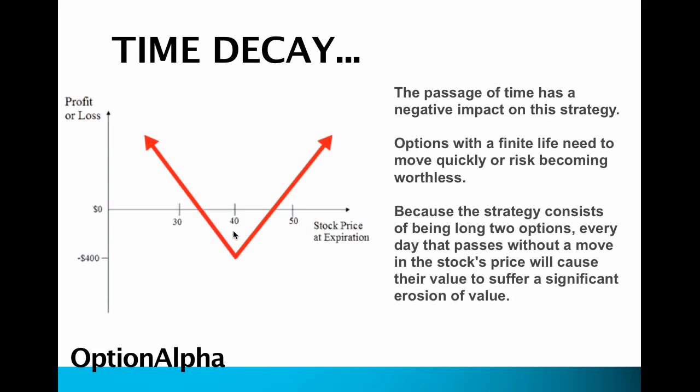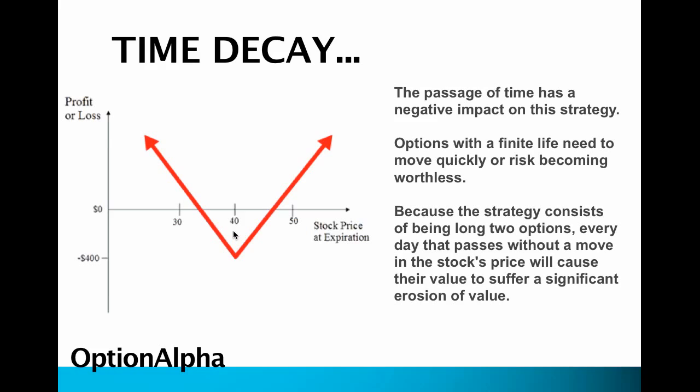Time decay is actually going to have a negative impact on this strategy as well, because remember that we're buying these options, so they have a finite life. It needs to be a make-it-or-break-it type of strategy where the options need to move quickly, or the stock needs to move quickly in the right direction, whether that's up or down, but that needs to happen fast.